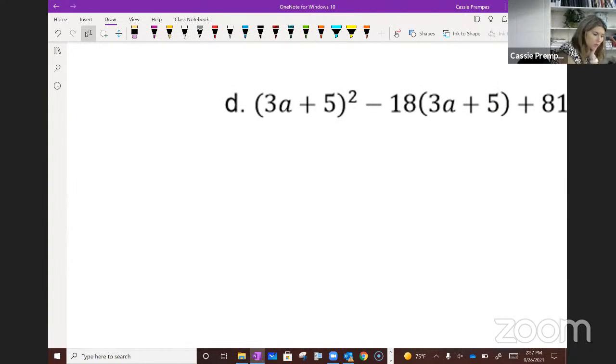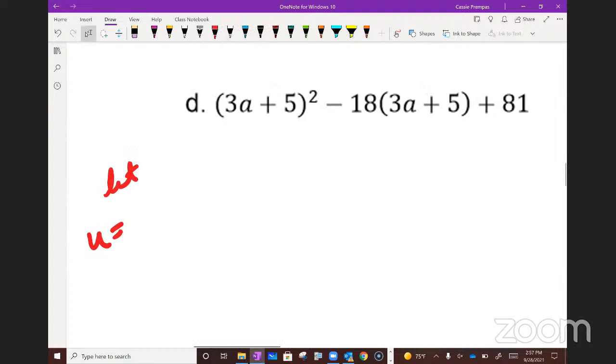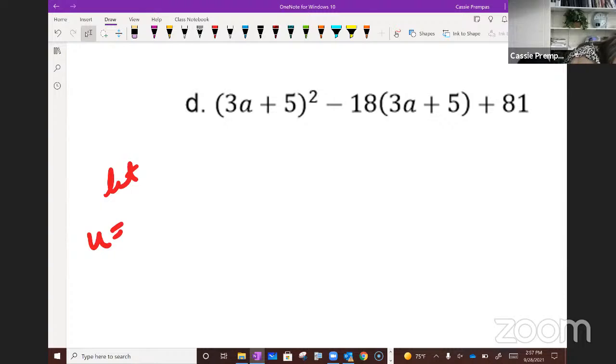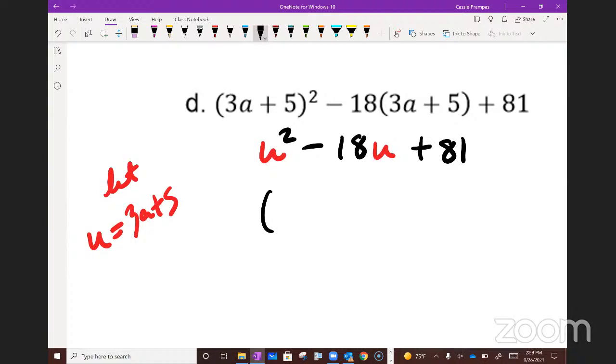So Olivia, what would you let u replace? Maybe 3a plus 5, is that what you said? Yes, awesome. Because then it becomes u squared minus 18u plus 81. So now it's easier to factor, right? So then we can break that down.